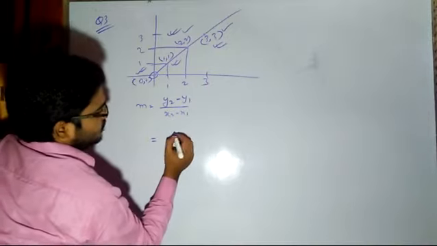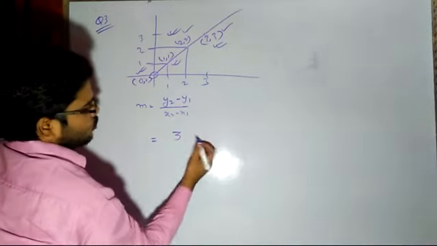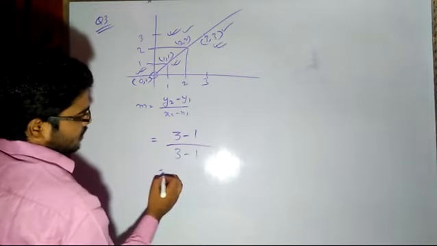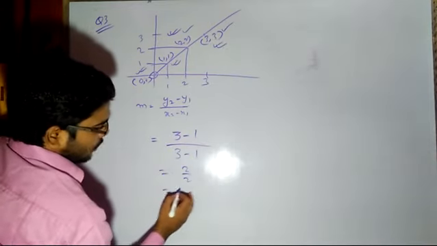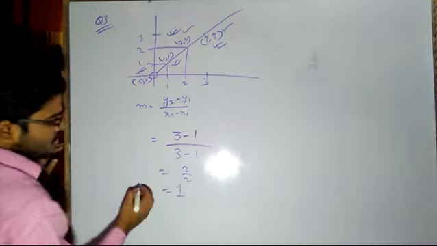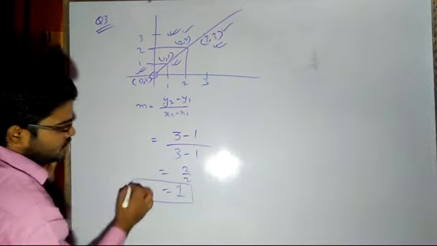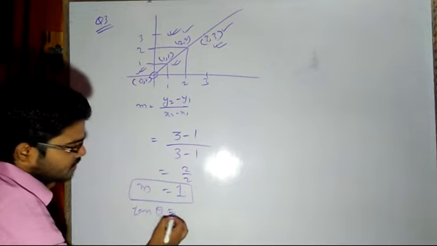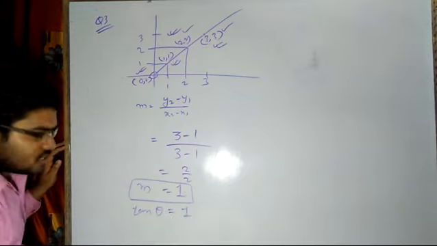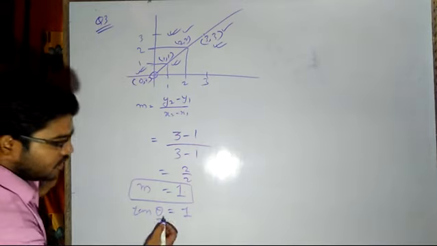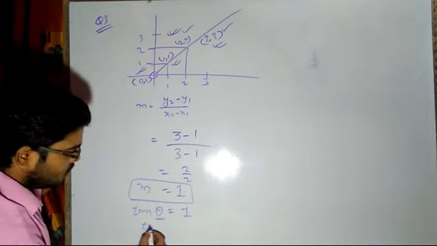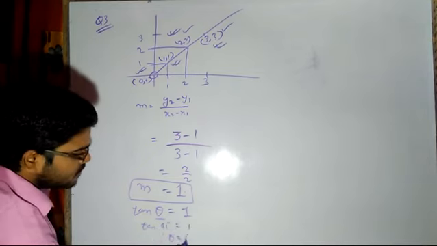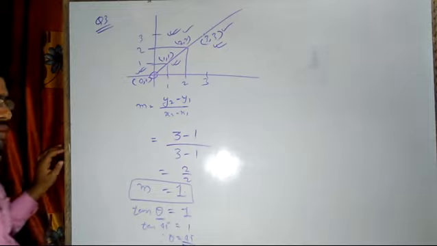So if I am taking here 3 and I am taking 1, it is 3 minus 1. Again 3 minus 1. So it will be 2 upon 2. 2 upon 2 means 1. Now you have slope equal to 1. Now again the same method. Slope can be written as tan theta is equal to 1. Now for what value of theta is the answer 1? You will write tan 45 degrees is equal to 1. Therefore theta is equal to 45 degrees. In this way.